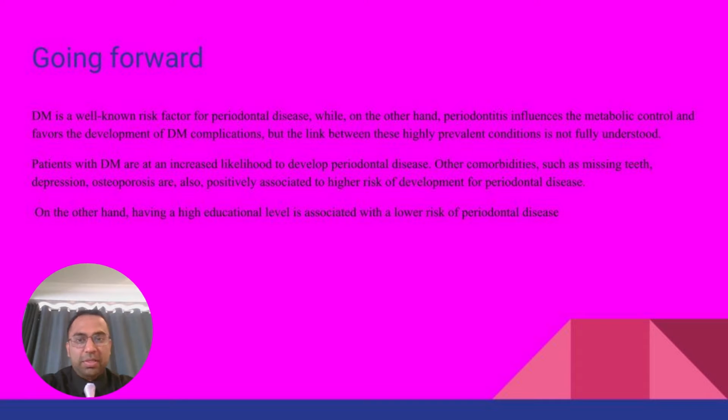Patients with diabetes mellitus are at an increased likelihood to develop periodontal disease. Other comorbidities such as missing teeth, depression, and osteoporosis are also positively associated with a higher risk of development of periodontal disease. On the other hand, having a higher educational level is associated with a lower risk of periodontal disease.